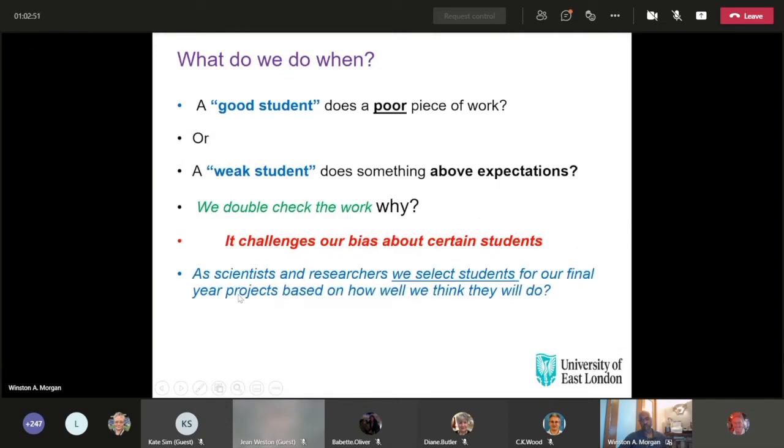Another thing, as scientists, because I think this is a STEM conference, and researchers, is that we select our students for our final year projects based on how well we think they're going to do. That's another way in which we use our biases about students. If we have an important project, we're going to try and get the students that we think are going to be really good and successful on those projects. All of these things will lead into the awarding gap later on, so I just want to highlight this and come back to it later.